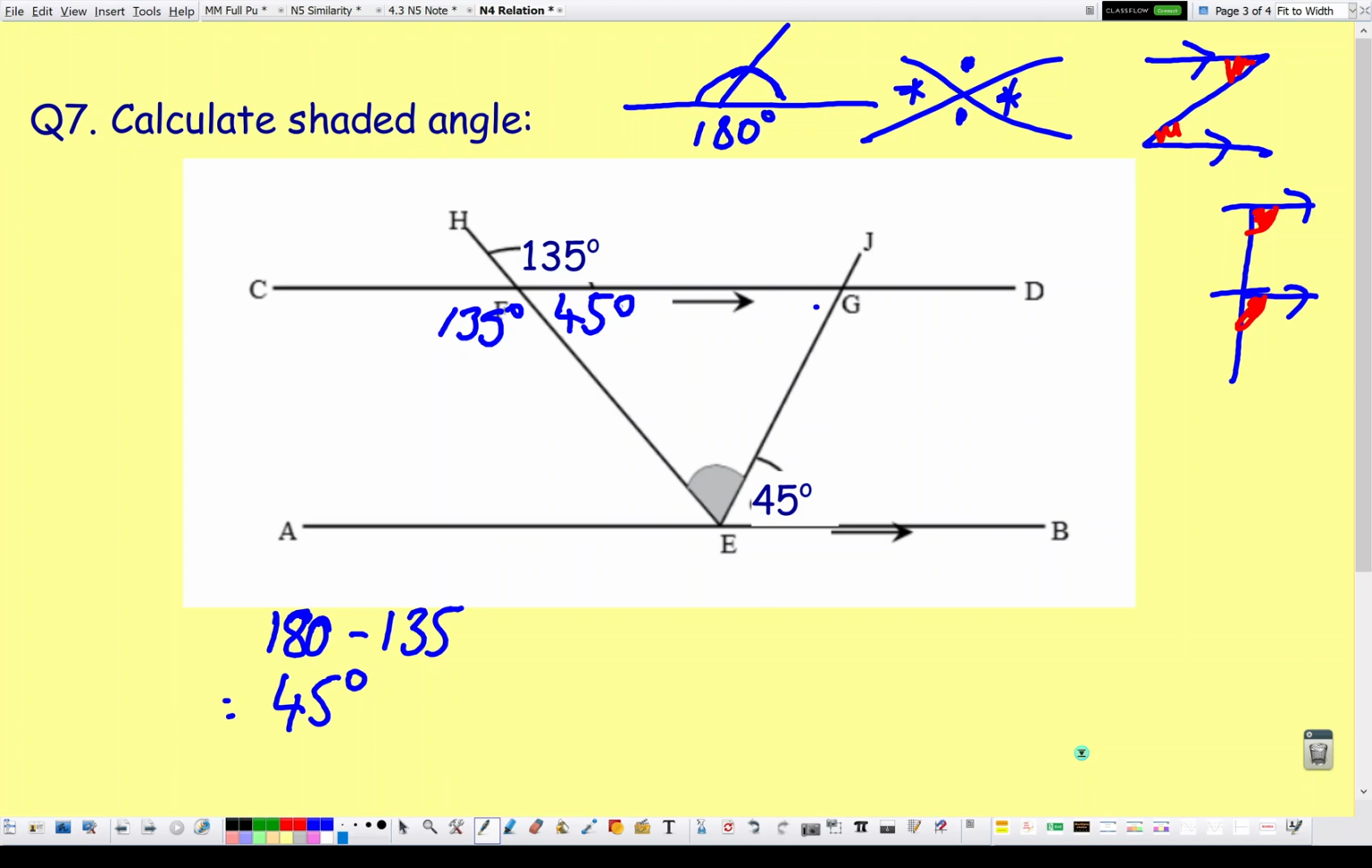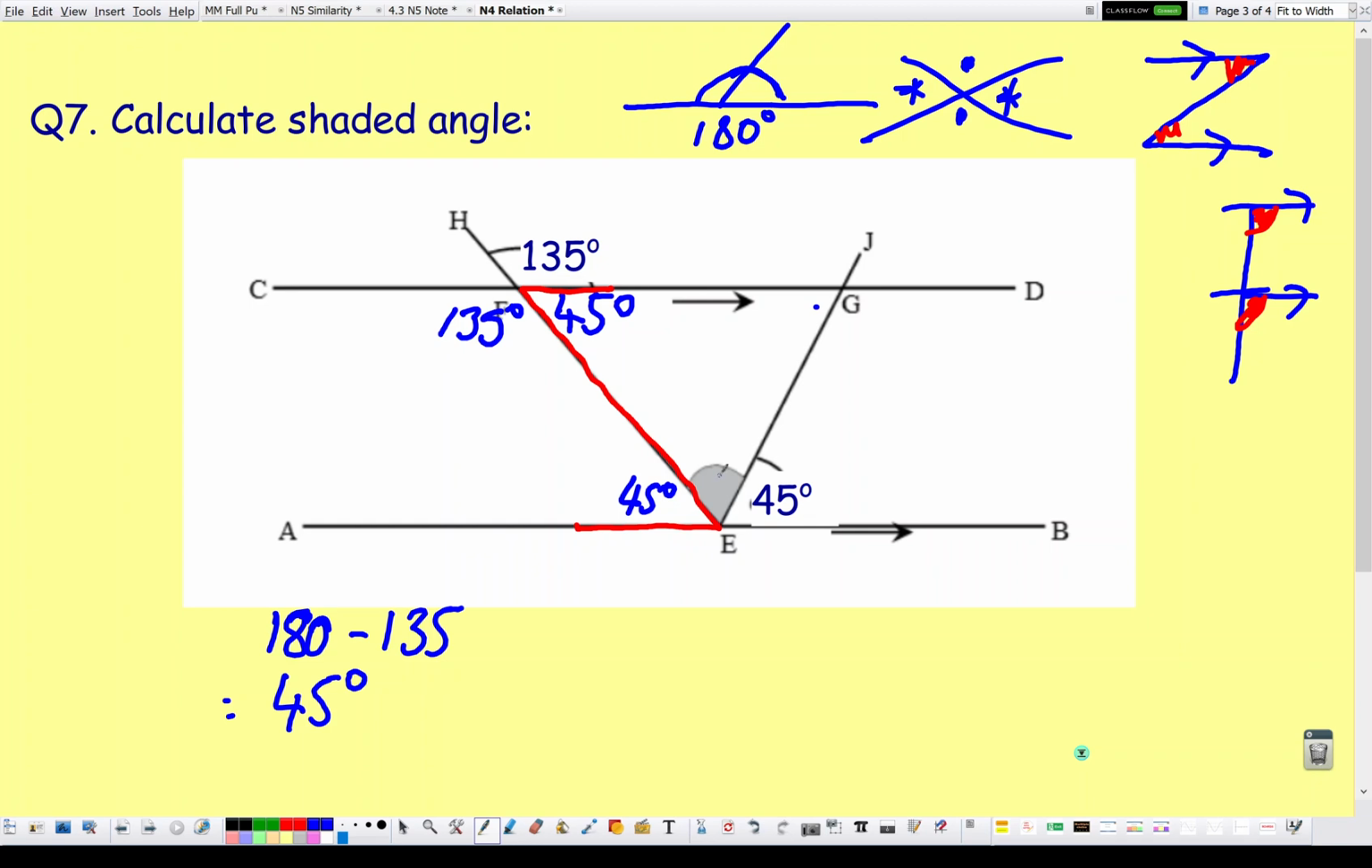Now, if you can spot it, we have a backwards Z situation on the go. So if I draw my Z here, that's two parallel lines split by a line through the middle. So that means that 45 degrees is exactly the same angle as this 45 degrees down here. Okay, so using this Z parallel alternate angle rule.